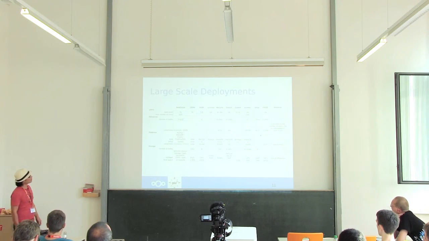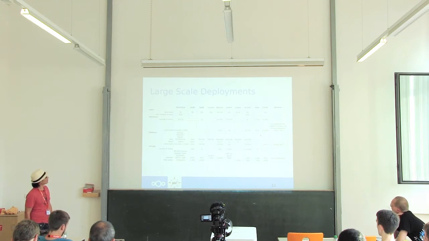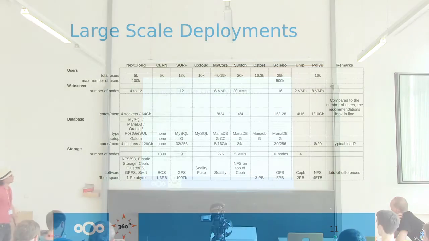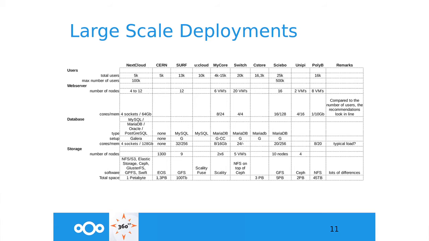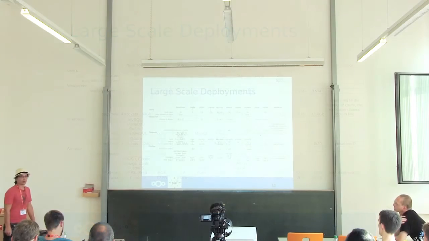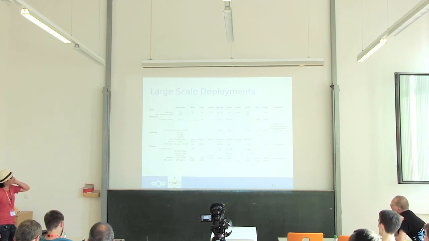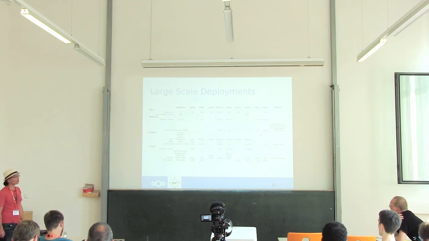There are some smaller servers in between from MyCore. And Xibo has big ones and SURF as well. I know from SURF that they started out with less memory, but they had some issues with the load on their servers, so they upgraded it to 256. And that's quite interesting if you see that they're only at 13,000 users. So I hope to get some more information about that. By the way, that's a customer who has a dedicated environment just for ownCloud.